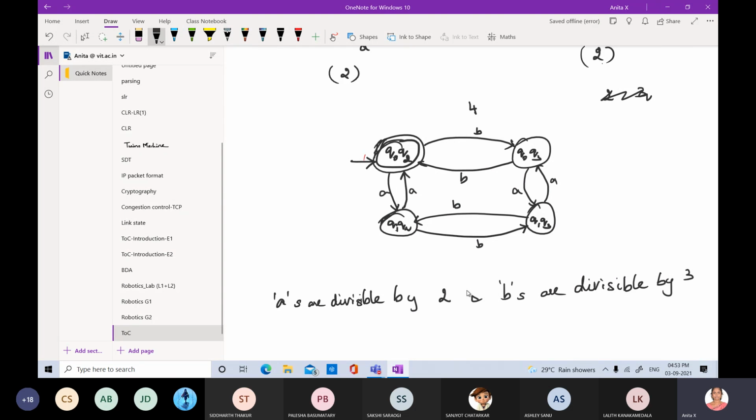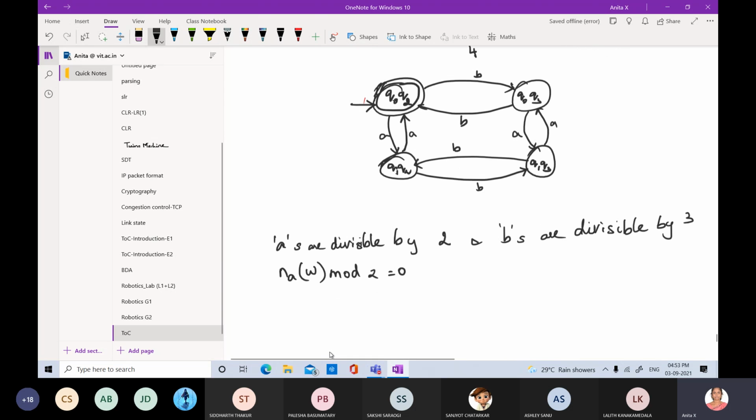First, we have to design the DFA for this one. That is nothing but n of A, the number of A's in the word mod 2 should be 0, right? For that, we have to construct the DFA, and the number of B's in the word mod 3 is equal to 0, right? So for that, we have to first design the DFA, and then proceed with finding the cross product of these two DFAs. Okay, first we proceed with that.